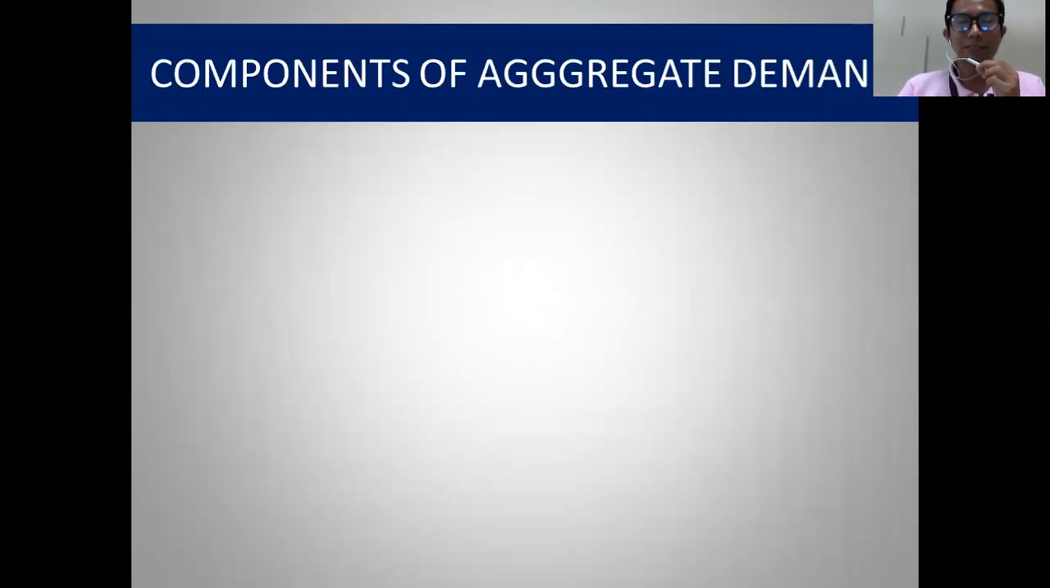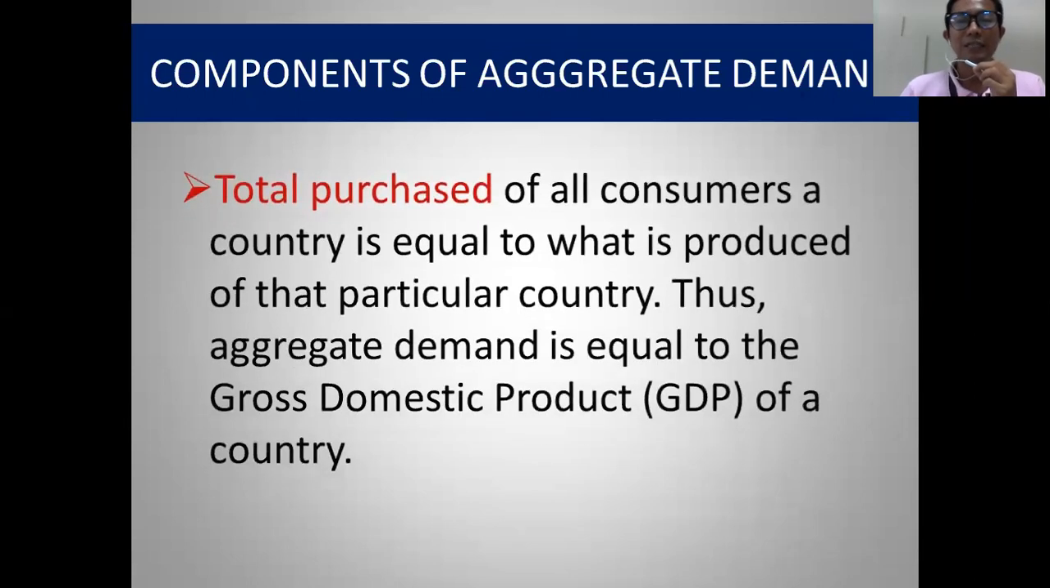We economists believe that the total purchase of all consumers of a country is equal to what is produced of that particular country. Therefore, aggregate demand is equal to the gross domestic product of a country.